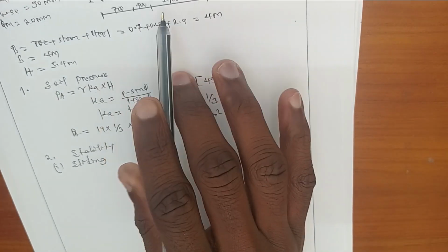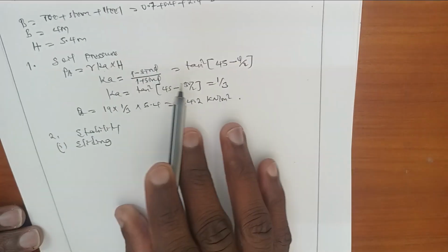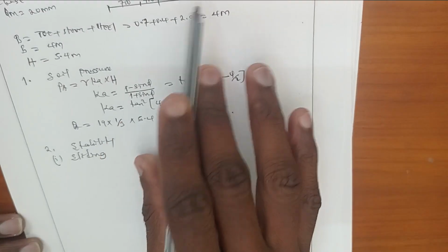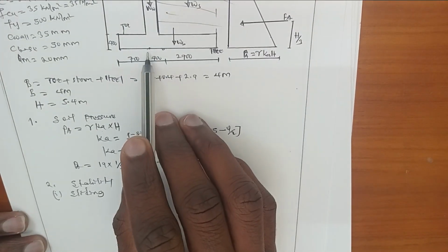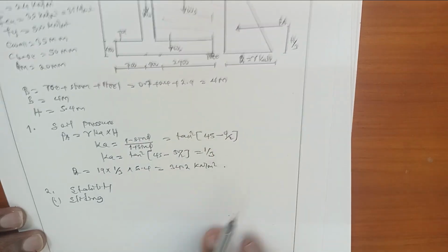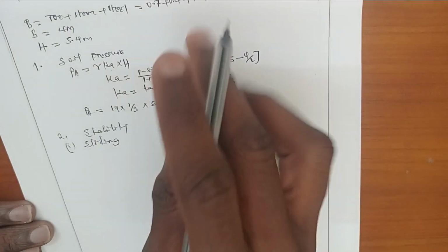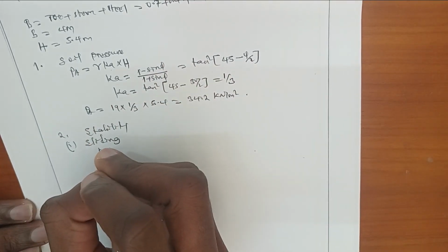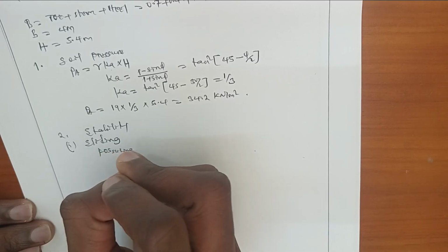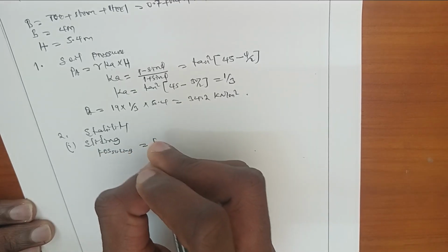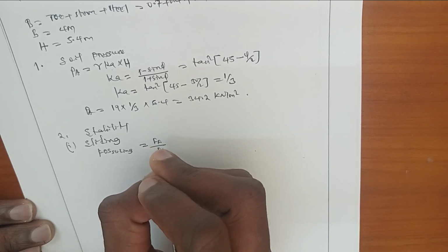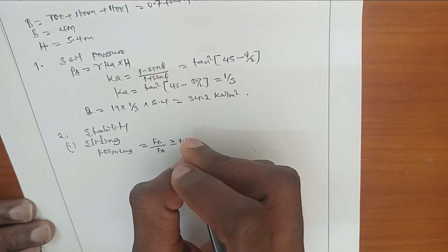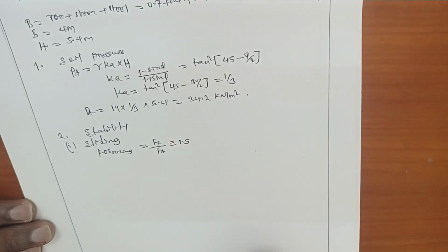The wall may slide horizontally if the soil pressure exceeds the friction force acting at the base of this retaining wall. The factor of safety against sliding is obtained by taking the friction force over the horizontal force due to the earth pressure, which should be greater than or equal to 1.5. This is the factor of safety against this failure mode of the retaining wall, which is sliding.